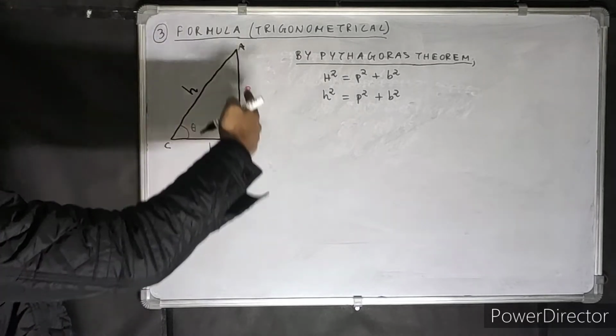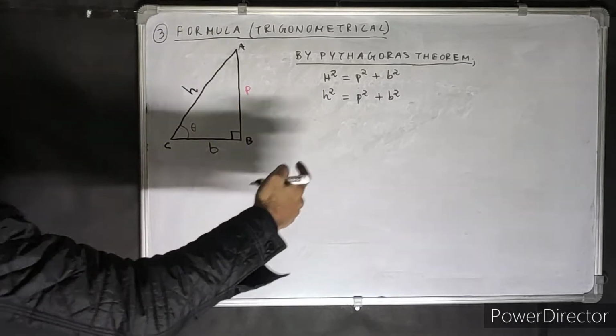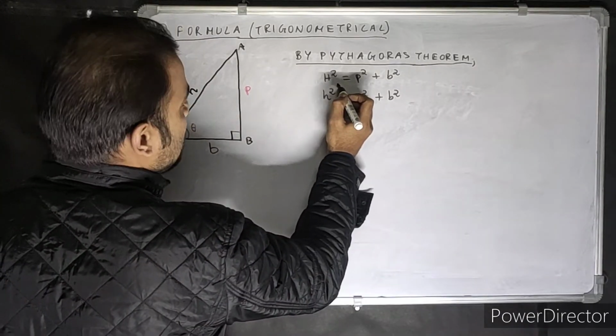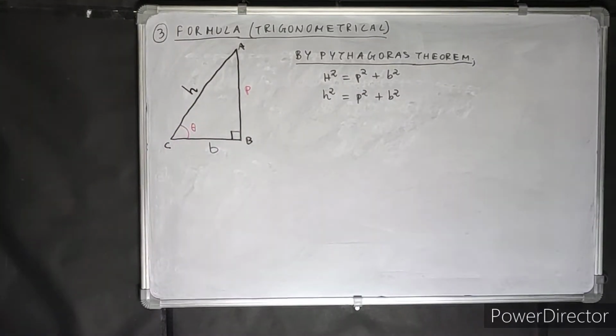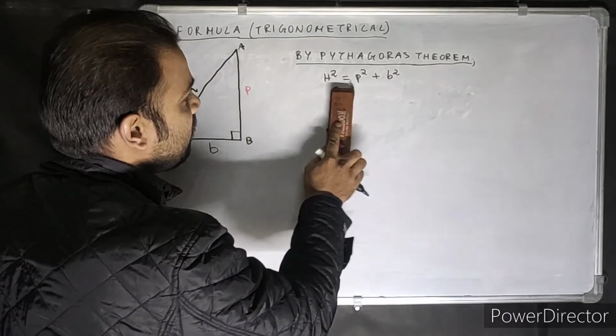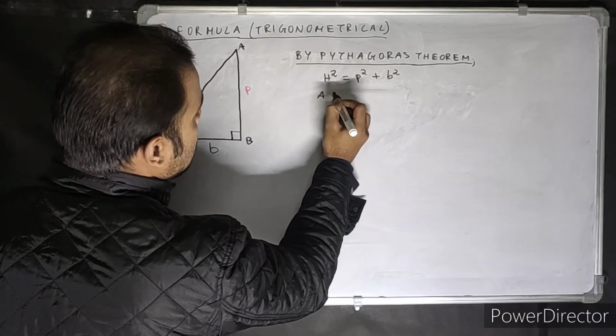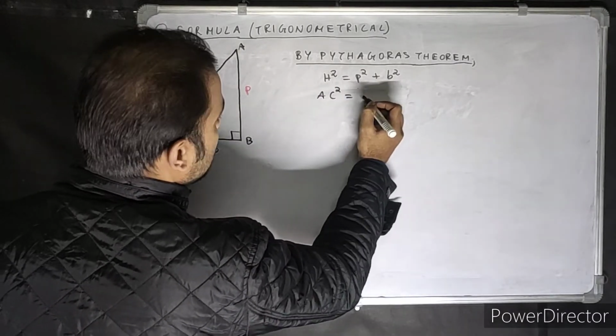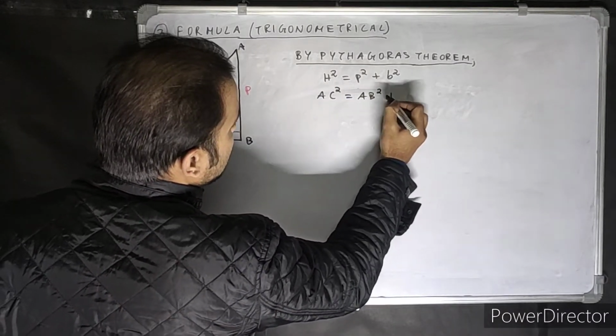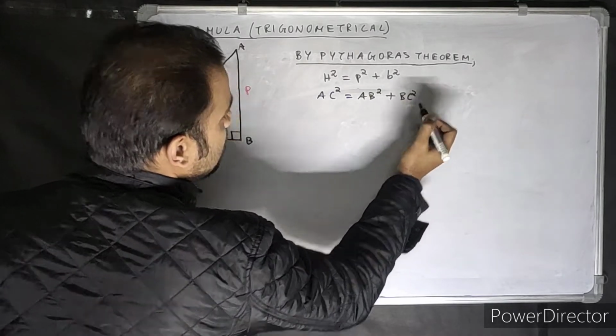This is my perpendicular AB. Okay. If you want, you can put alphabets over here. First put that only and then write this one. Okay. That's the formula. Now according to this triangle, the hypotenuse is AC square, the perpendicular is AB square, and the base is BC square.